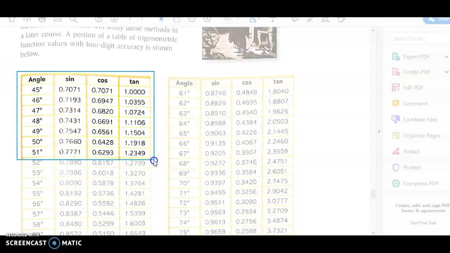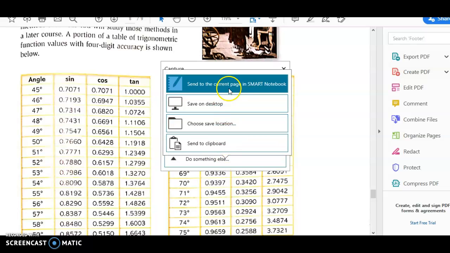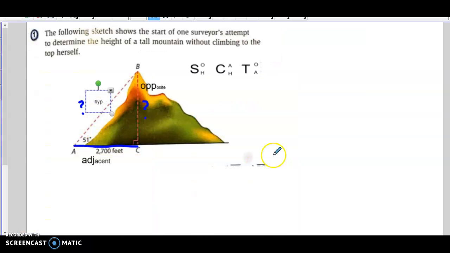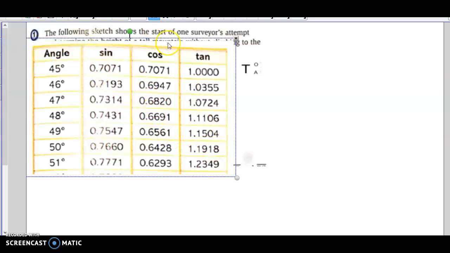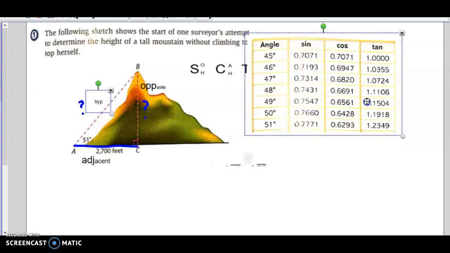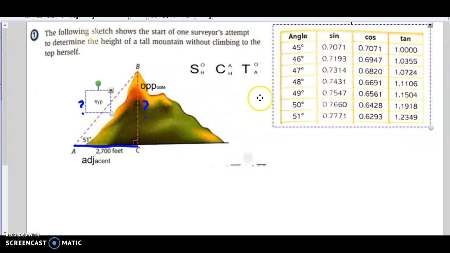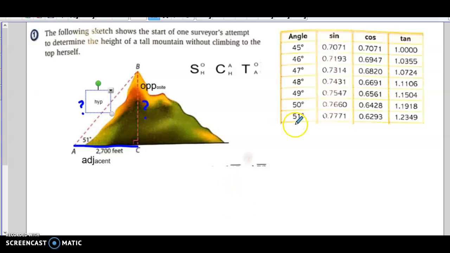So I'm just going to take it, send it to this clipboard, and let's edit. Let's put it in here. So that's what I know. And now we have to set up some equations, do a little bit of math, and let's make it happen. I'm going to be using this information right in here.